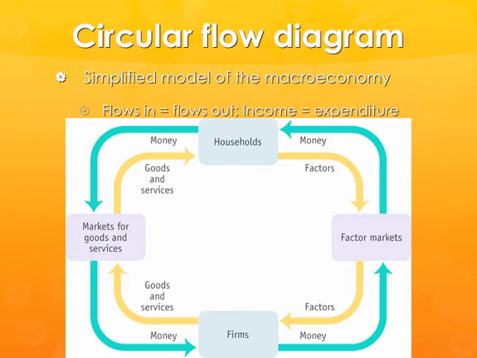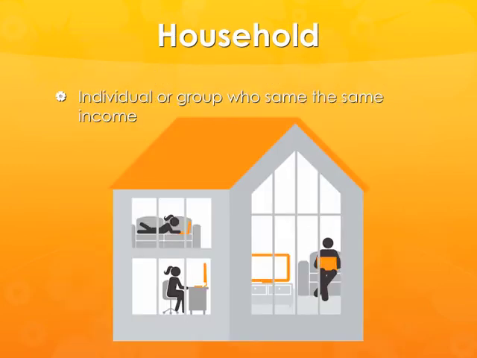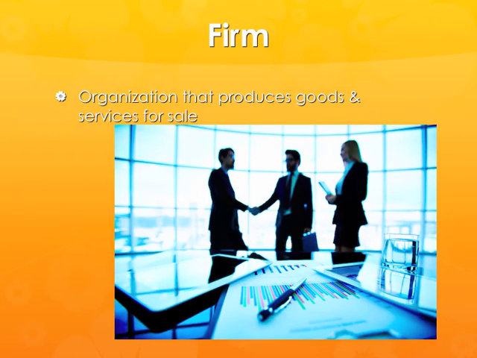Okay, so again, you might need to look at that a little bit more, but that's a simplified version of the macro economy. So now we're really defining each of those terms individually. Households are individuals or groups who share the same income. So that's all a household is, pretty simple, straightforward. A firm is an organization that produces goods and services for sale. We typically call them companies or corporations maybe. In economics, we're going to use the term firm. Okay, so a firm is an organization that produces goods and services for sale.